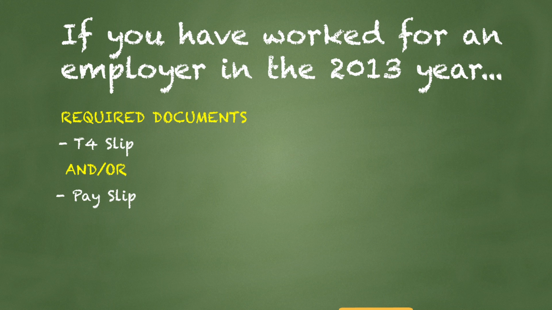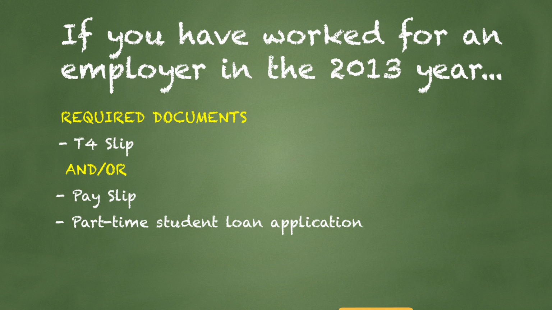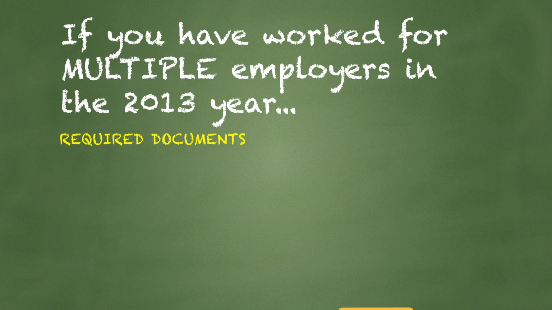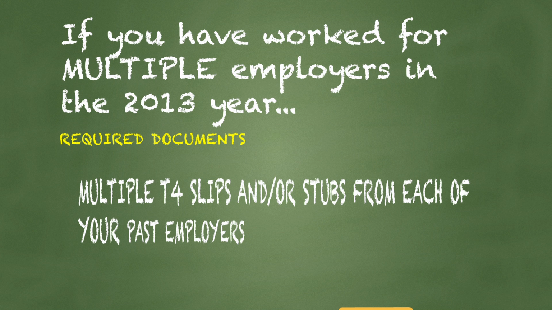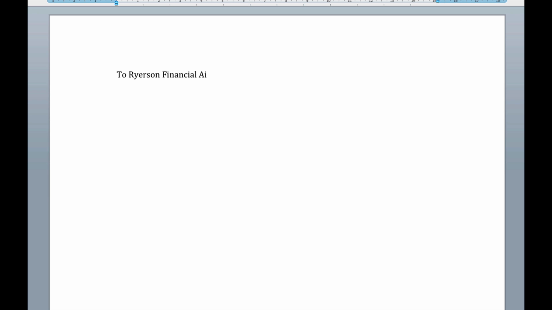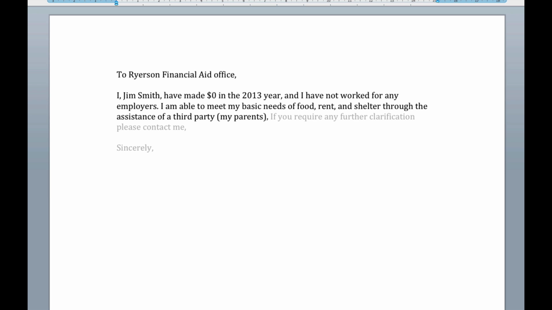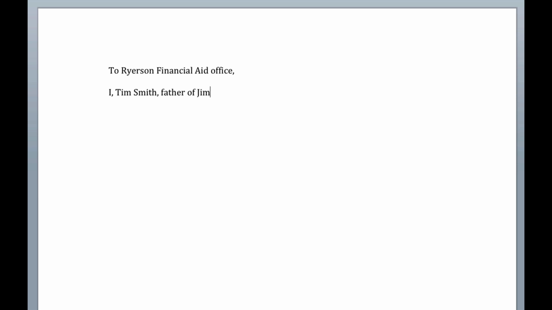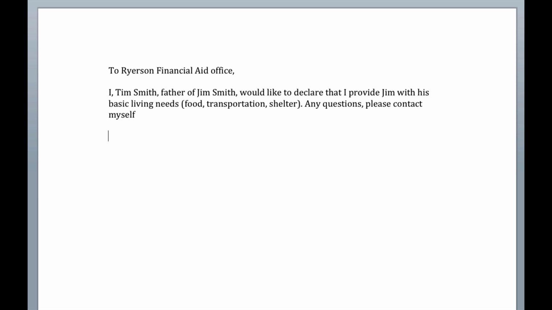If you have worked for an employer in the 2013 year, you would be required to submit your most recent pay stub or T4 slip into our office with your part-time student loan application. If you have worked for multiple employers in the 2013 year, then you would hand in multiple T4 or pay stubs for each employer who you have worked for. If you have not worked in the 2013 year, you would need to write a letter to our office explaining how you're able to financially support yourself. If you're receiving financial assistance through a third party, you would also have to submit a letter from the third party indicating the financial support that they have given you and what they provide to you in the letter. Please ensure that both letters are signed and dated at the bottom as well.